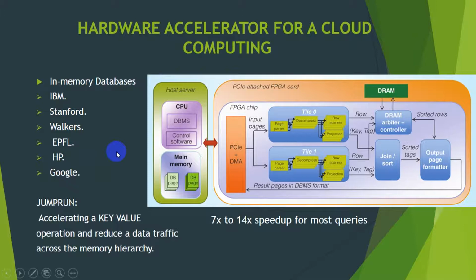In-memory database. There are many companies that support the in-memory database, such as IBM, Stanford, HP, Walmart, and Google. They use a jump run, which means a key value operation, and they use key value operations to reduce the traffic across the memory hierarchy. With the in-memory database, the speed for the query will be increased from 7 to 14. So that is the speed of the query when they run.